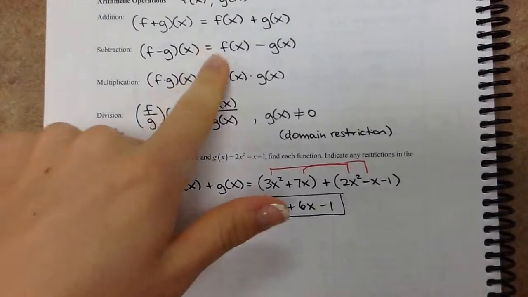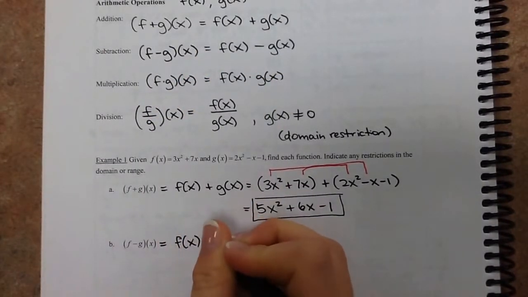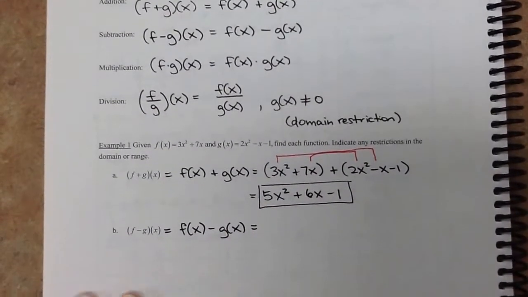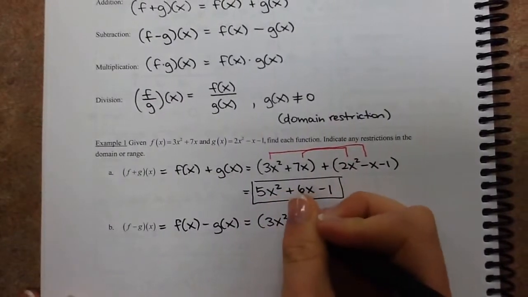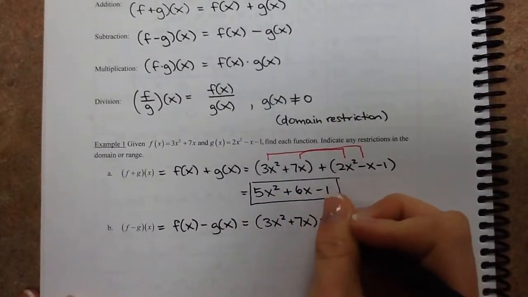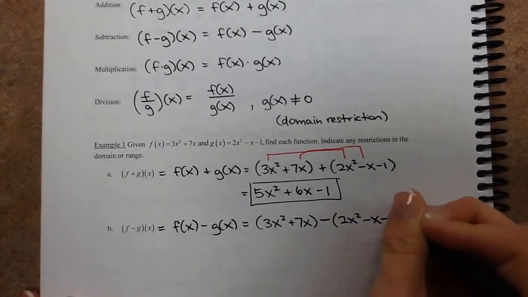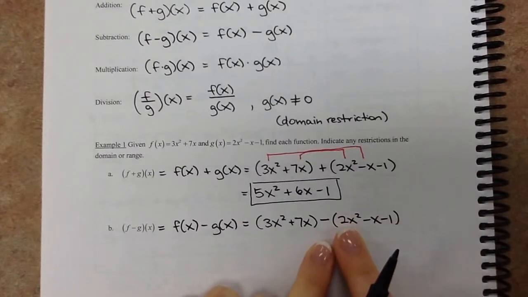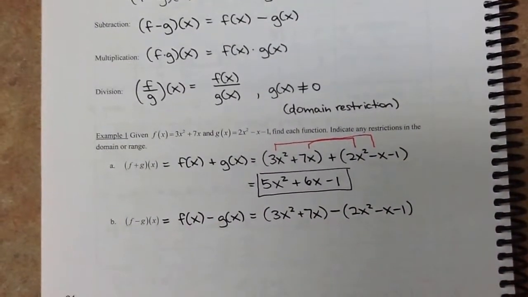So f minus g, again, I can just copy this down first. So it's my function f of x minus my function g of x. So really similar to what I did up above, just subtraction instead of addition. So copy down my function, but then minus. So with the subtraction, it's super important to make sure you have parentheses because you're subtracting this whole function, which means you're subtracting 2x squared, you're subtracting negative x, you're subtracting negative 1. So let's be super careful with that.